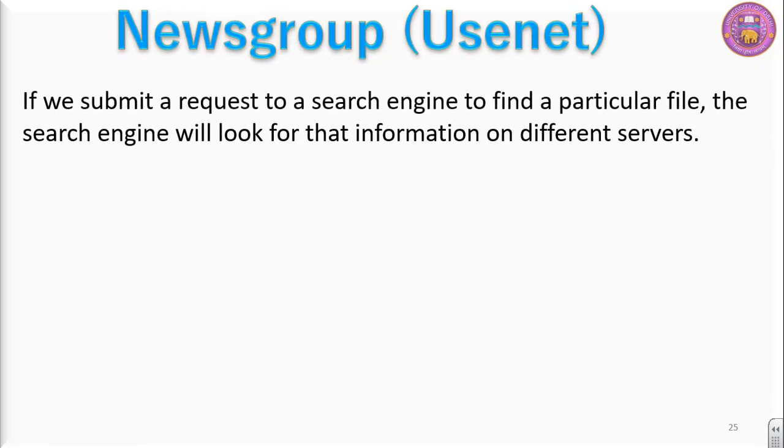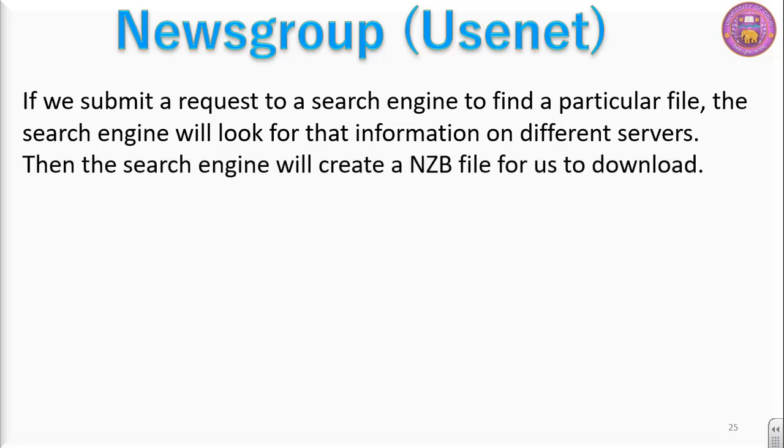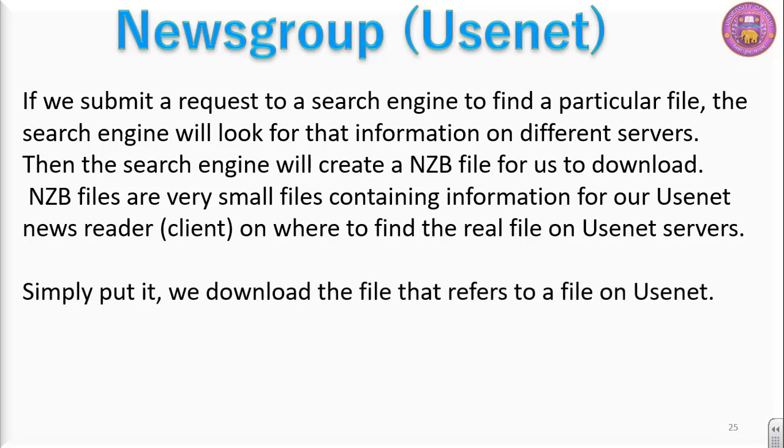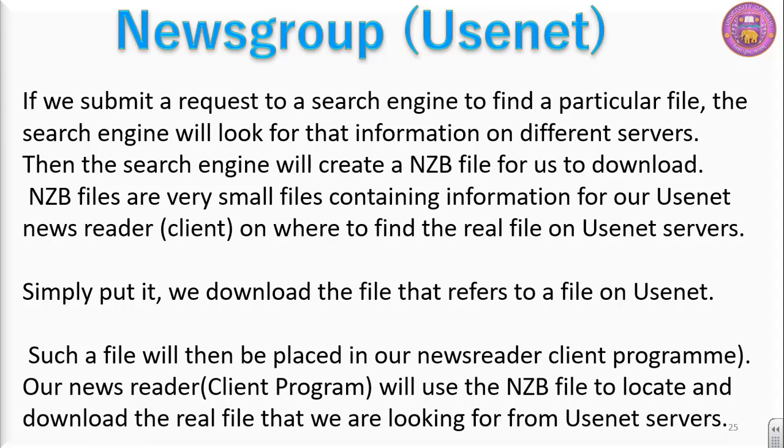If we submit a request to a search engine to find a particular file, the search engine will look for that information on different servers. Then the search engine will create an NZB file for us to download. NZB files are very small files containing information for our Usenet newsreader on where to find the real file on the Usenet server. It means the NZB file tells us the location of our real files on a particular Usenet server. Simply put, we download a file that refers to a file on Usenet. When such a file is placed in our newsreader client program, it will use the NZB file to locate and download the real file that we are looking for from Usenet servers.